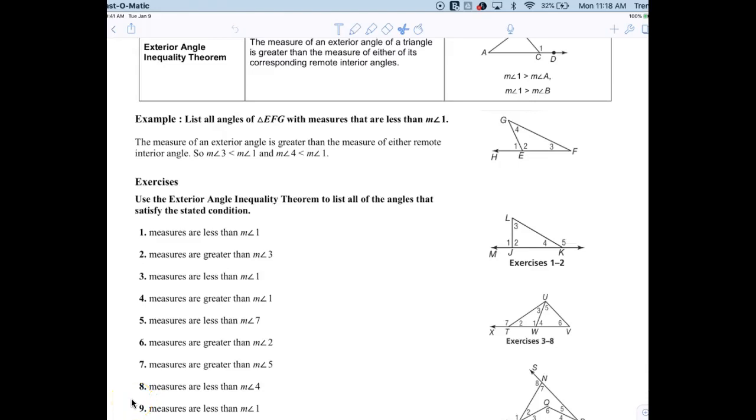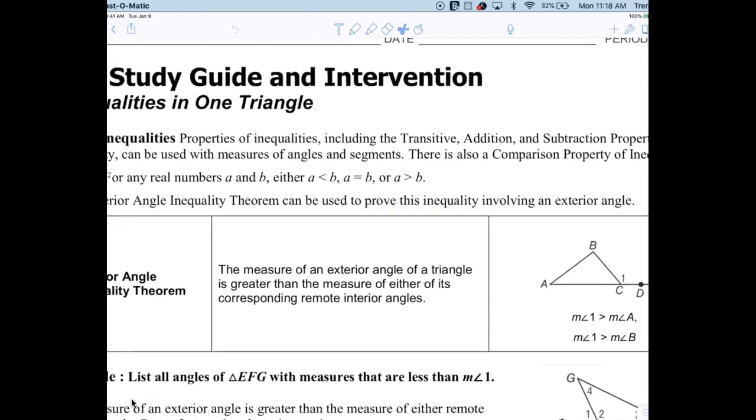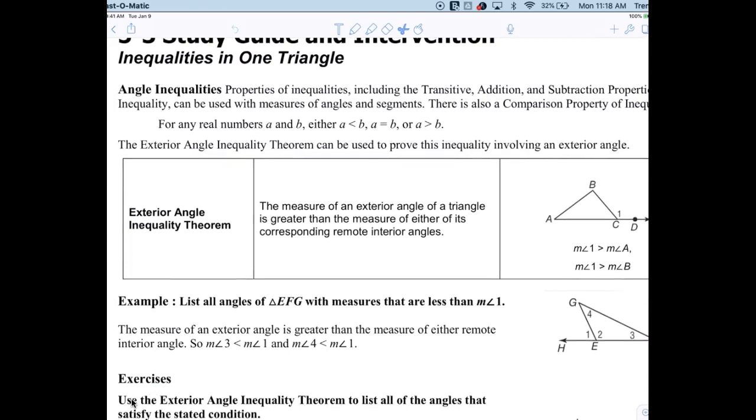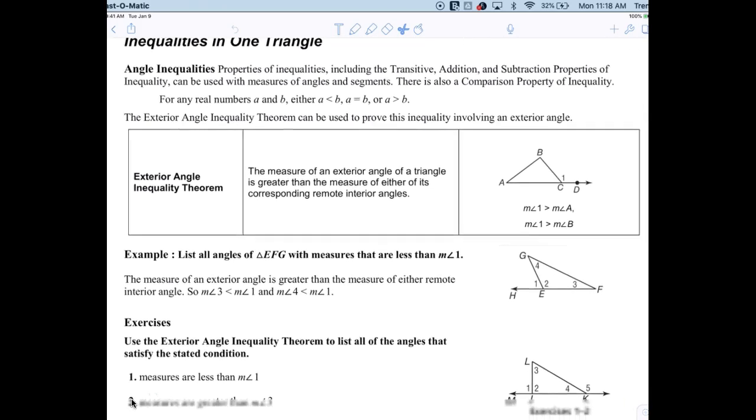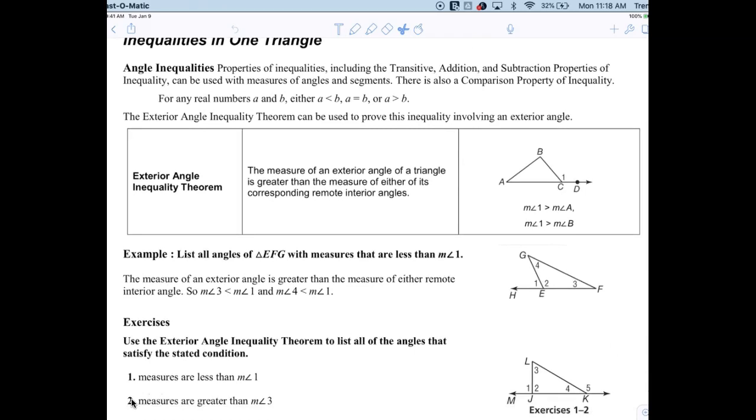So here we go. Again, I really think this is kind of easy. All right. It says here the exterior angle inequality theorem, the first time we've talked about inequalities. The measure of the exterior angle of a triangle is greater than the measure of either of its corresponding remote interior angles. Why is that obviously true?